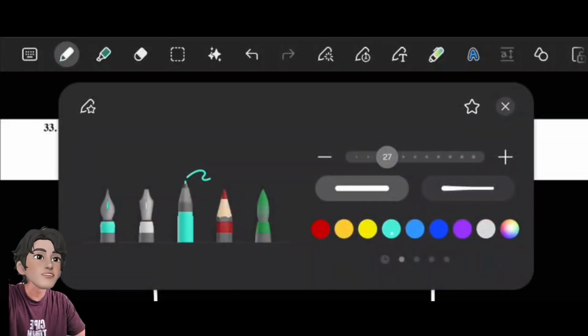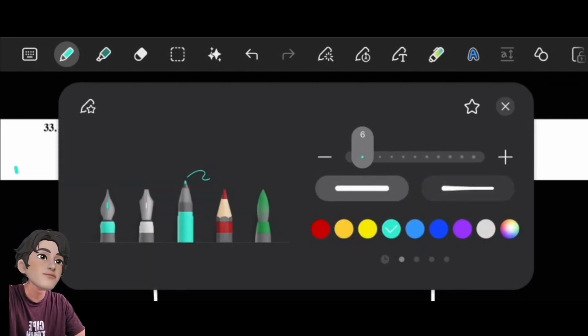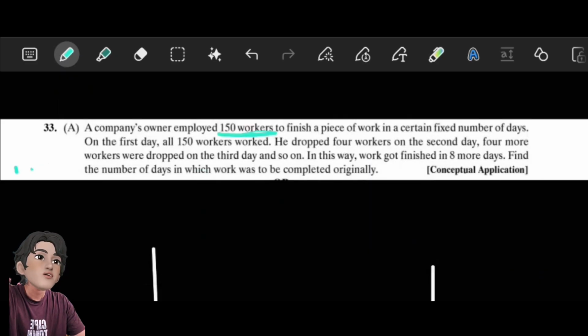So here's the question. A company owner employed 150 workers to finish a piece of work in a certain fixed number of days. On the first day, all 150 workers worked. He dropped 4 workers on the second day, 4 more workers were dropped on the third day, and so on. In this way, work got finished in 8 more days. Find the number of days in which work was to be completed originally.